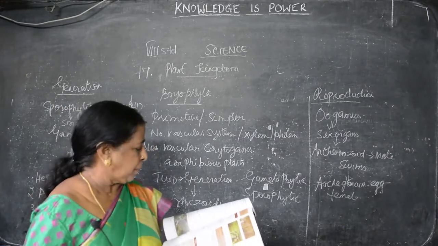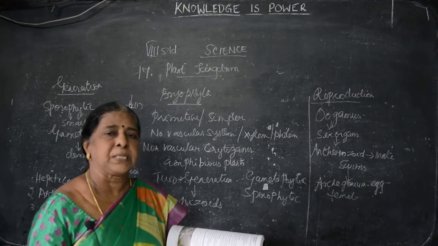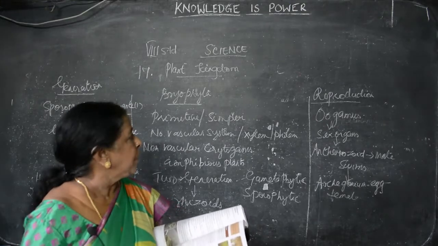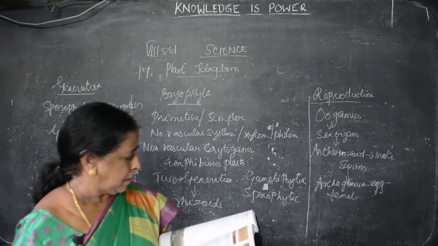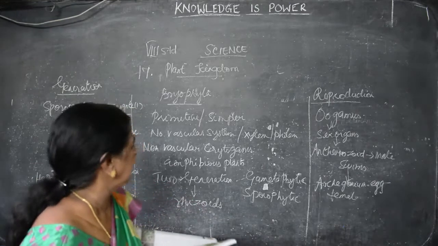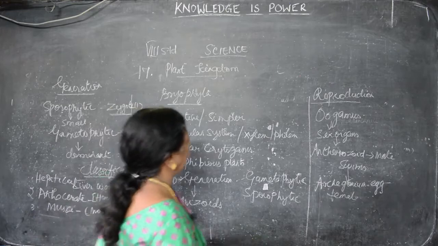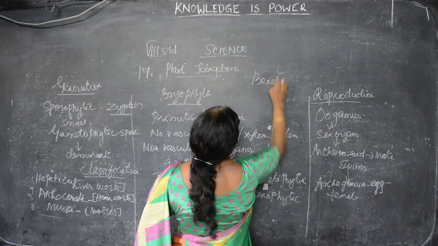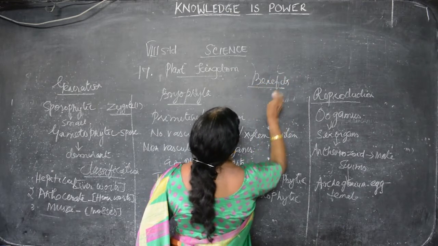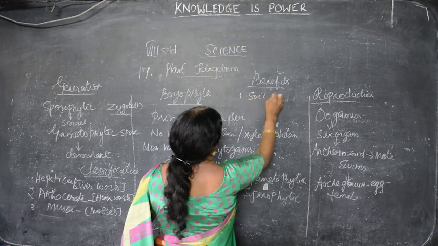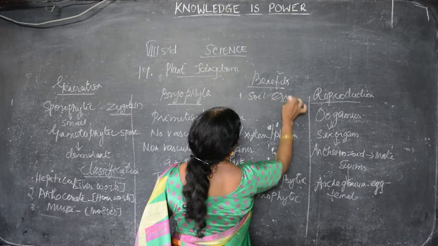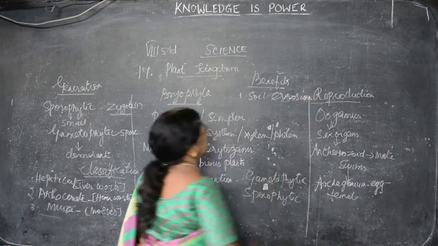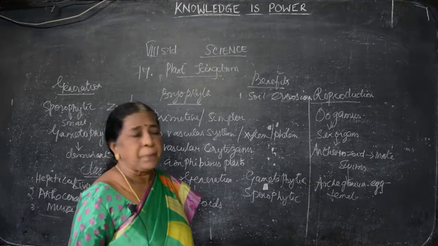Okay. So, economic importance. As usual, we have seen the importance of thallophytes, fungi as well as algae. Now we have to see the importance of bryophytes. They prevent soil erosion. Soil erosion: due to rain, heavy flood water and all, the soil may be washed away. That is known as soil erosion. So bryophytes prevent soil erosion.